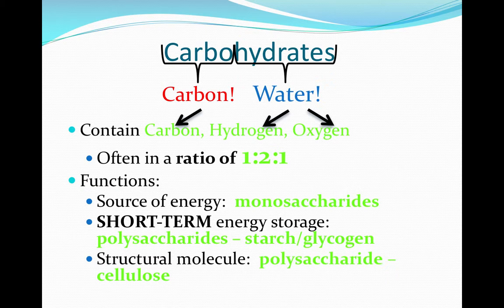And the final major function of carbohydrates is that they are a structural molecule. The polysaccharide that's responsible for the function of being a structural molecule is called cellulose. Cellulose is found in plant cell walls. That's why we refer to cellulose as a polysaccharide being a structural molecule. It makes up the structure of the cell wall of a plant.